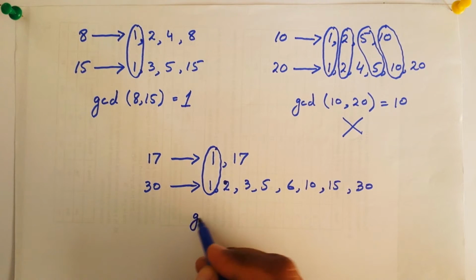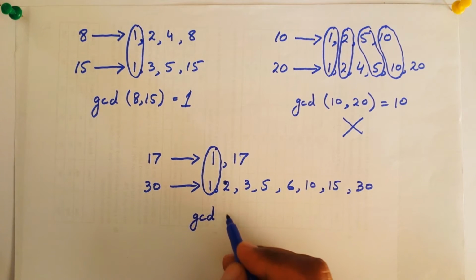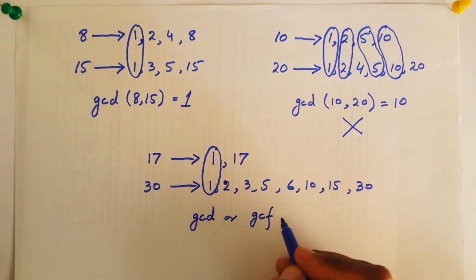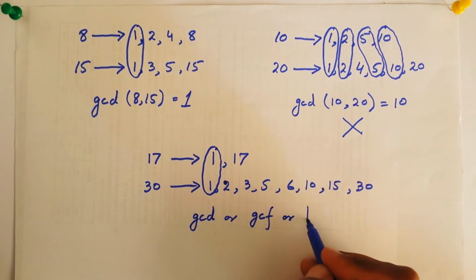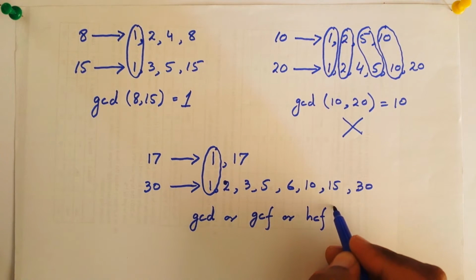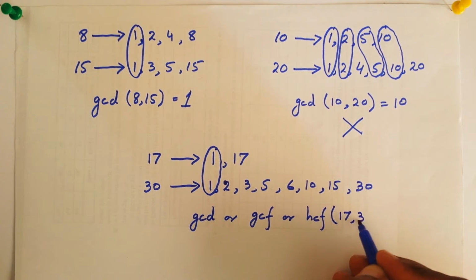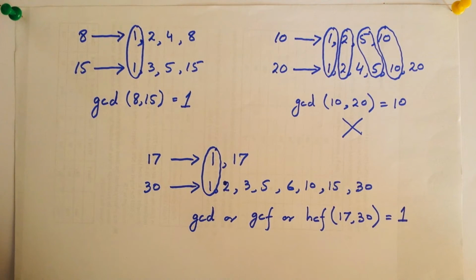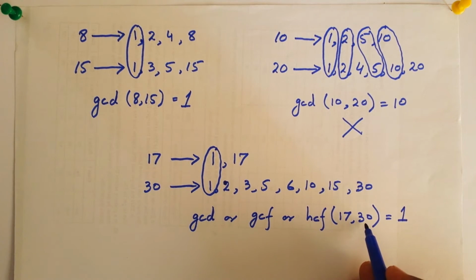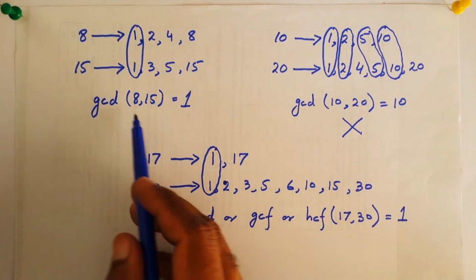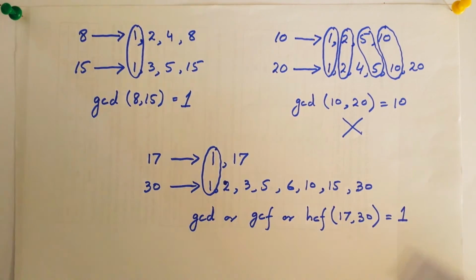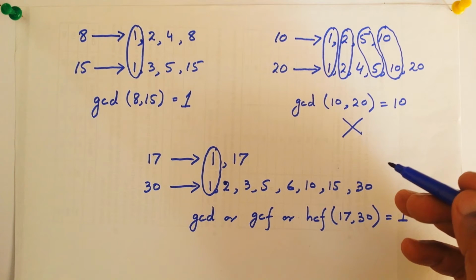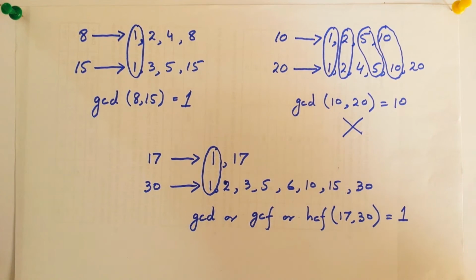Here we can write GCD, or we can write GCF, greatest common factor, or we can also write HCF, highest common factor, of 17 and 30 is 1. So according to the definition of relative prime numbers, 17 and 30 are relative prime numbers, same as 8 and 15. But 10 and 20 are not relative prime numbers. So we see again our definition of relative prime numbers.